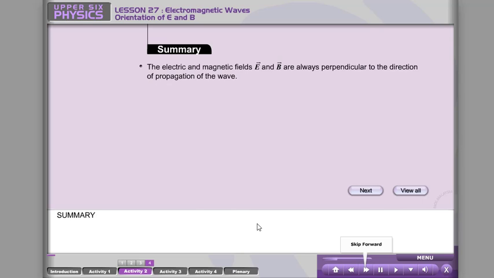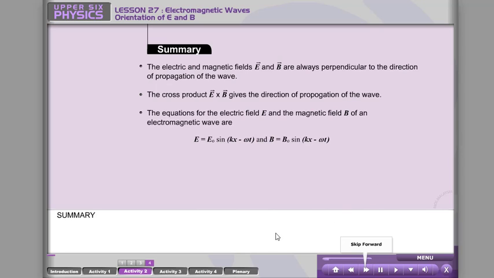Summary: the electric and magnetic fields E and B are always perpendicular to the direction of propagation of the wave. The cross product E cross B gives the direction of propagation of the wave. Equations for the electric field E and the magnetic field B of an electromagnetic wave are: E equals E naught sine kx minus omega t, and B equals B naught sine kx minus omega t.